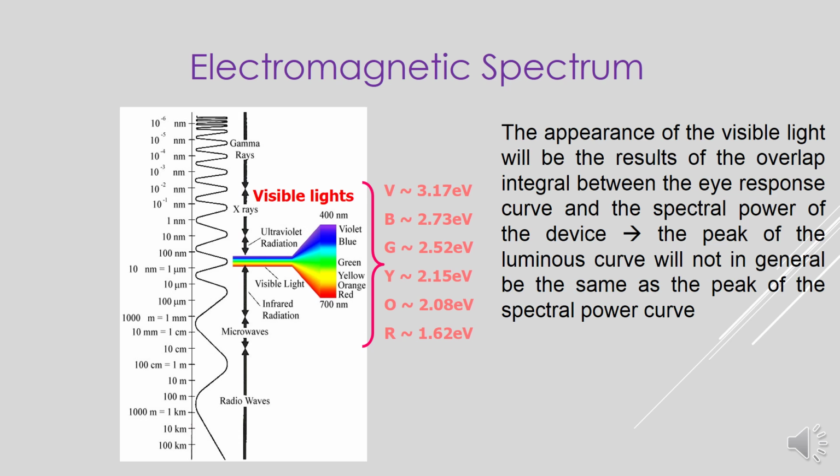Electromagnetic spectrum: the appearance of the visible light will be the result of the overlap integral between the eye response curve and the spectral power of the device. The peak of the luminous curve will not in general be the same as the peak of the spectral power curve.